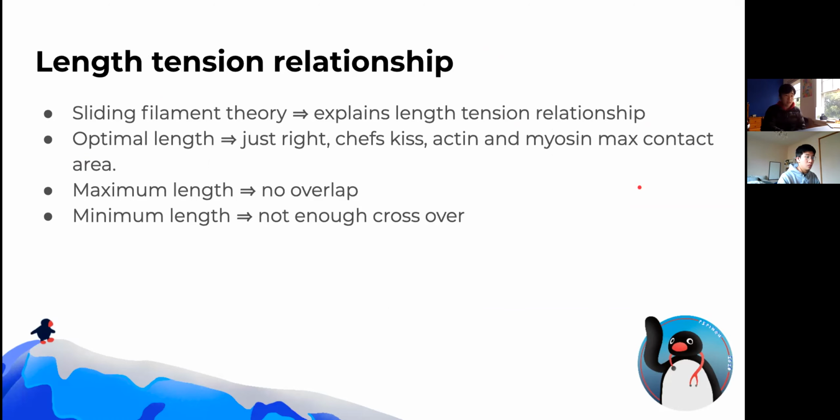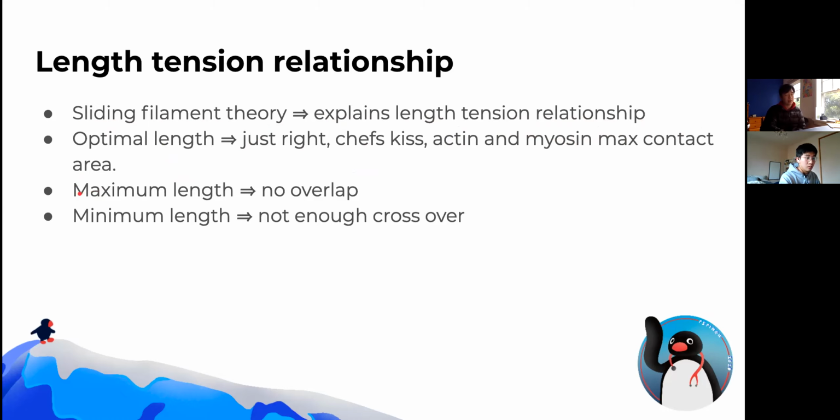Okay, length-tension relationship. Michael Lung didn't really talk too much about it, but it is important to understand the sliding filament theory, which explains the length-tension relationship. So optimal length is just right so that actin and myosin have the max contact area, and that leads to the most force that you can generate.